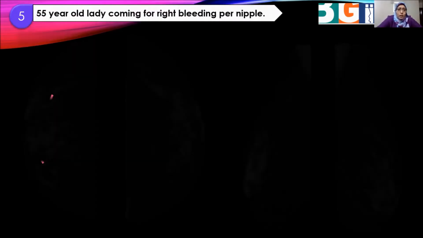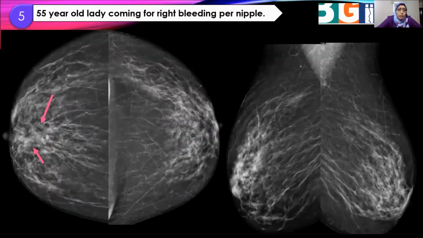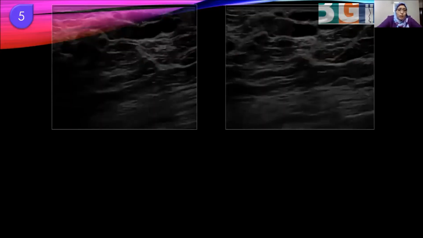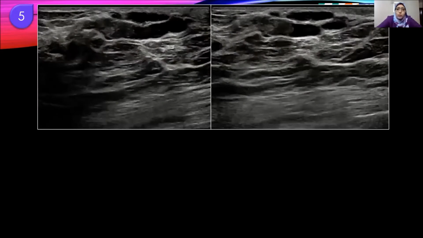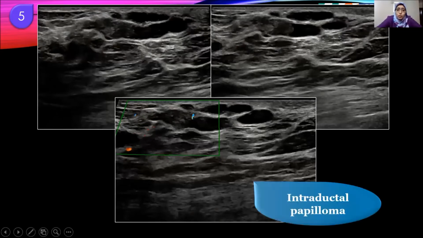This is another lady coming with bleeding per nipple. She had a mammogram which showed right retroareolar fine tubular densities. In the ultrasound, there were dilated ducts with internal echogenic soft tissue shadows showing the classic pedicle vascularity on the color Doppler, and on excisional biopsy, this proved to be an intraductal papilloma. This is a classic picture of an intraductal papilloma.